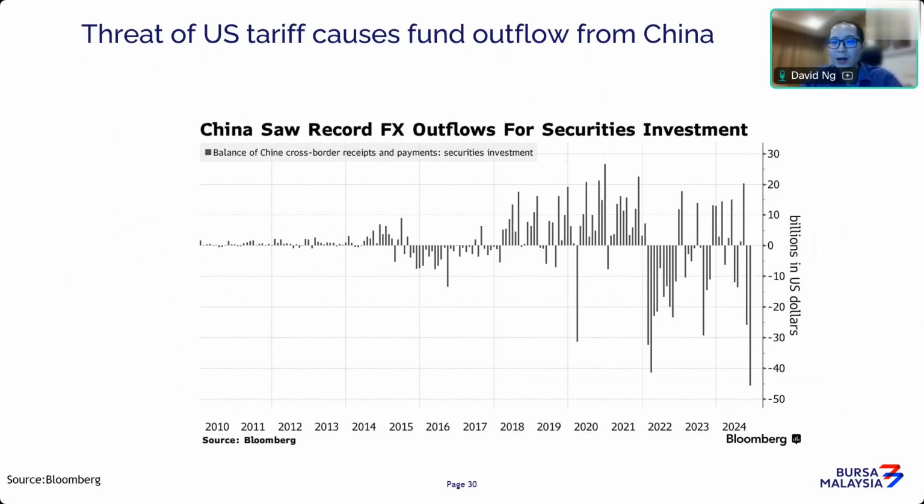So as long as the US still insists on imposing tariffs and China reciprocates with its respective tariffs, we can see fund outflows away from China will be quite tremendous. But again, these are all foreign flows, and foreign flows to a certain extent may not have much of an impact, but they still remain quite significant.